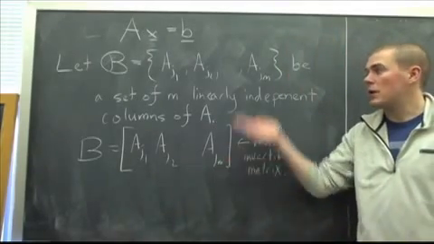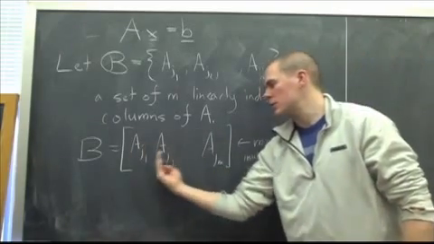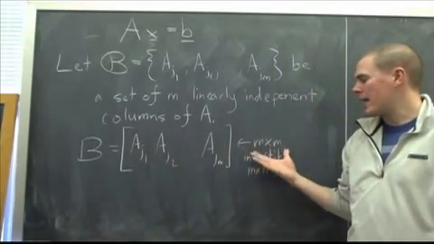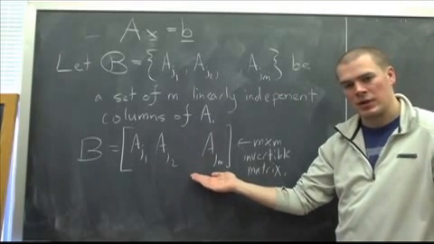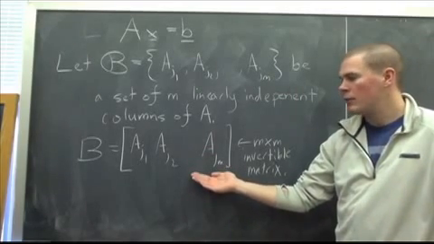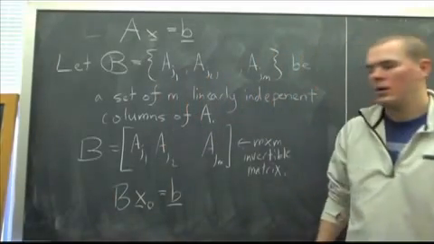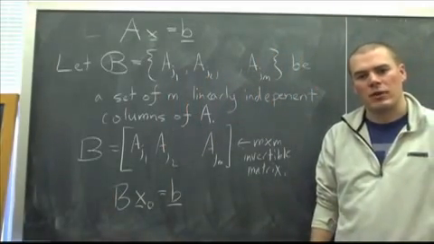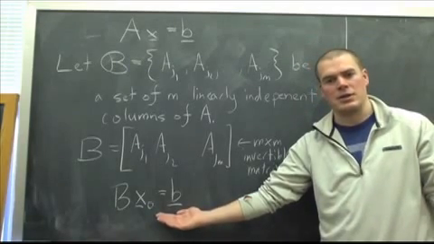From these columns, we can build a matrix by putting those columns all in a row. And what we have is an m by m invertible matrix, because all of the columns are linearly independent. From that, we can see that the linear system of equations Bx0 equals b actually has a unique solution.